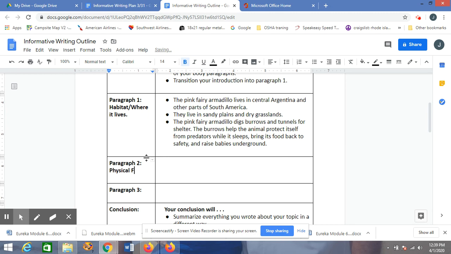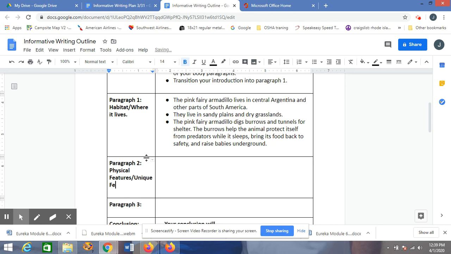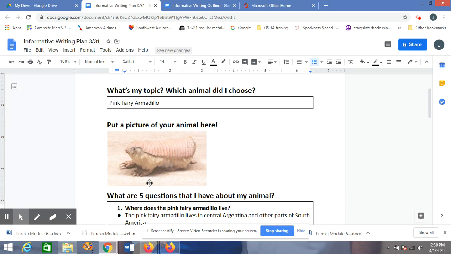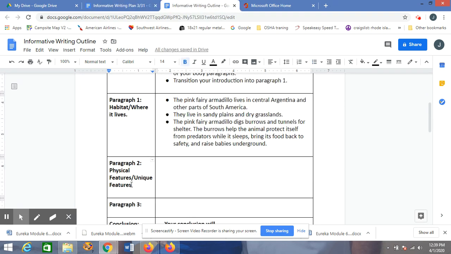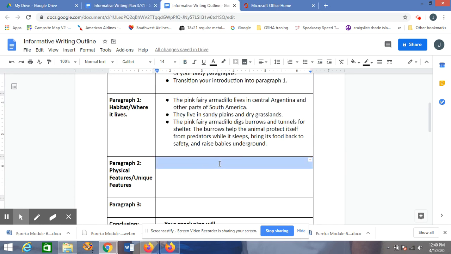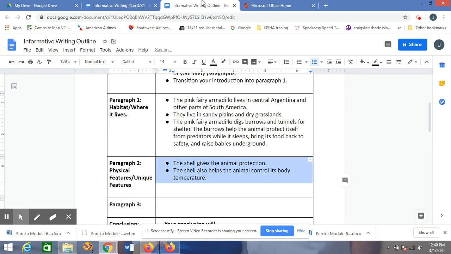physical features, or unique features of my animal. Unique features are unique parts of my animal, meaning my animal has this crazy shell on its back and it has big claws. So I think I could write a whole paragraph about its unique physical features. First I can talk about the shell, and then its claws allow the animal to dig into the sand with ease. I'll be able to use that because I can talk about the claws too.